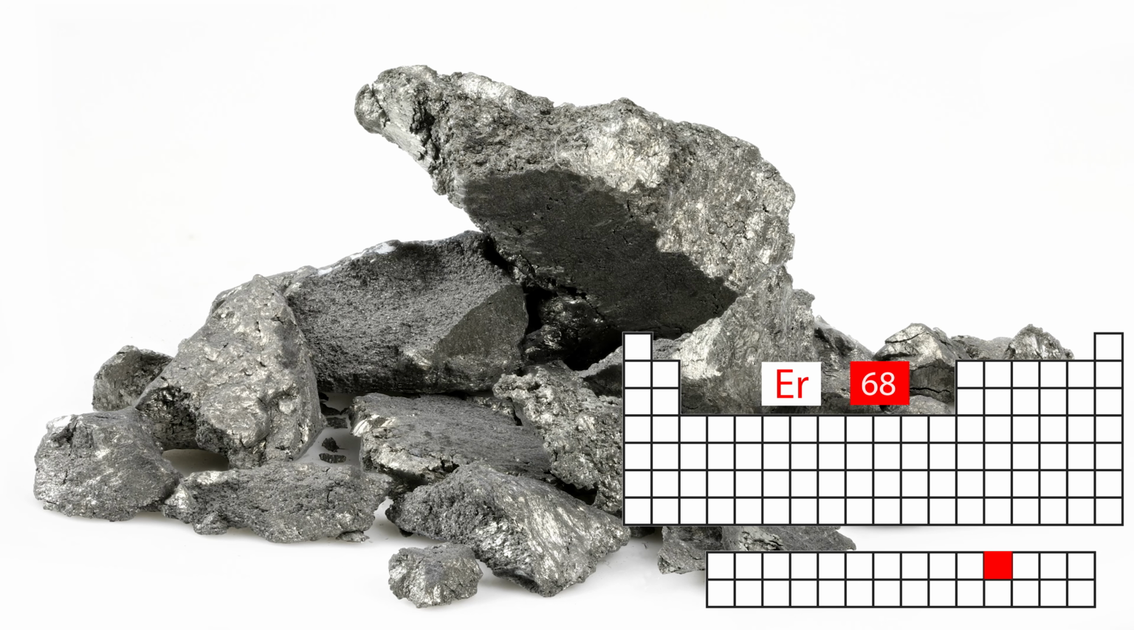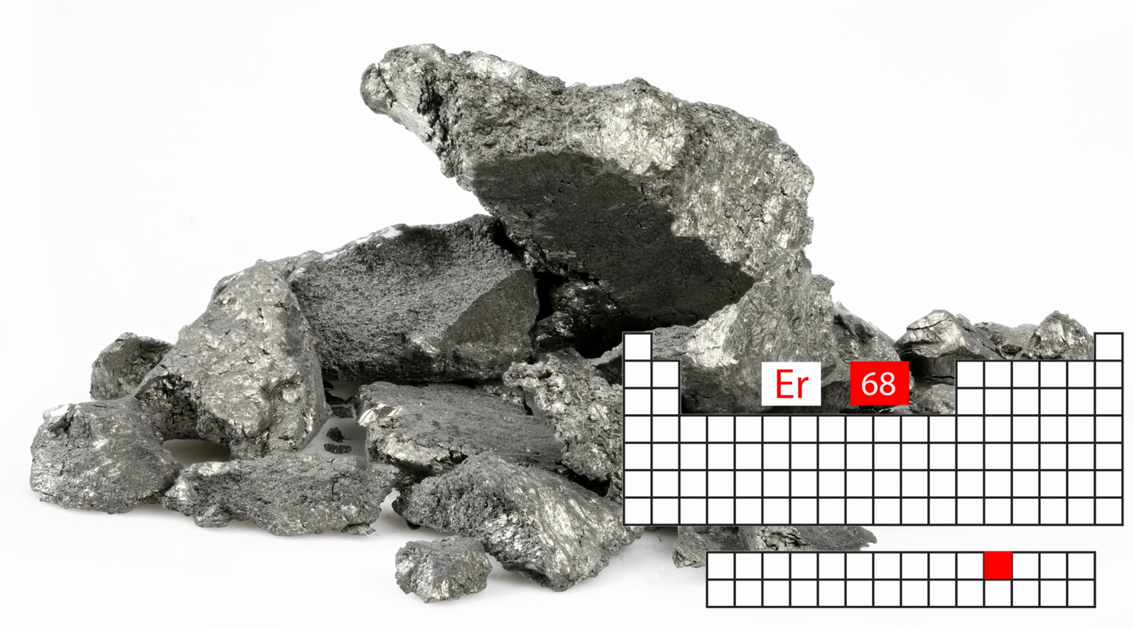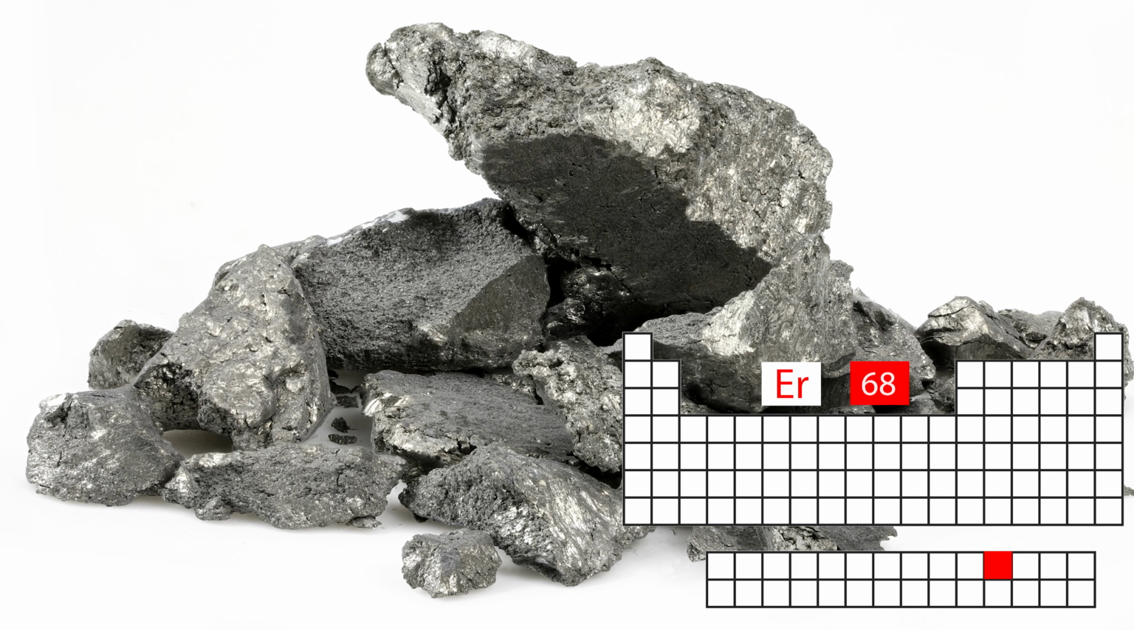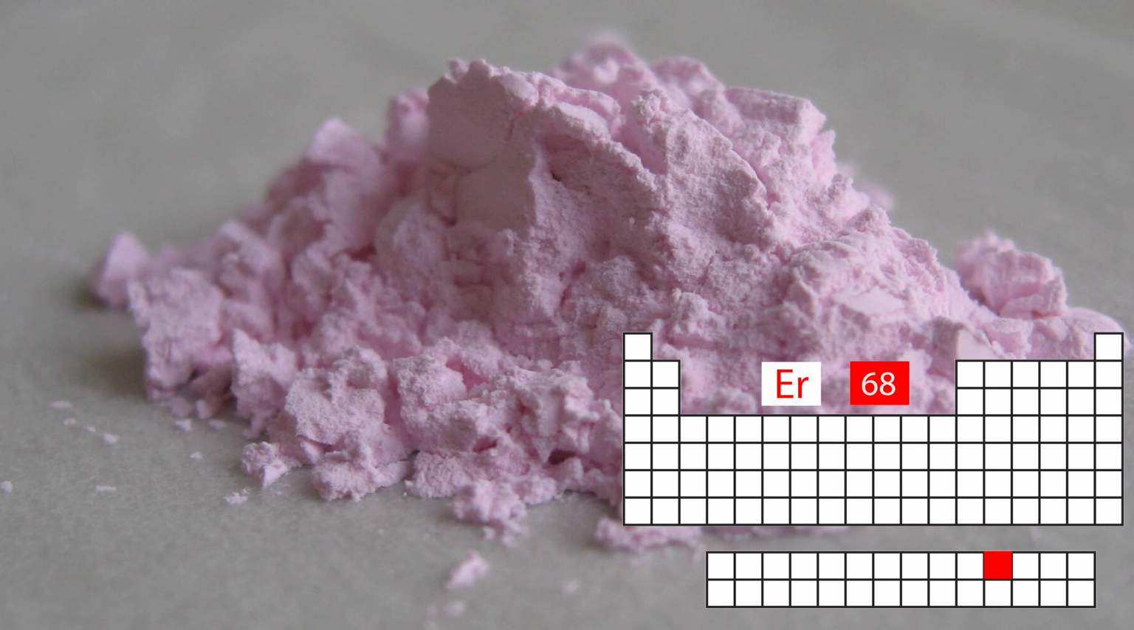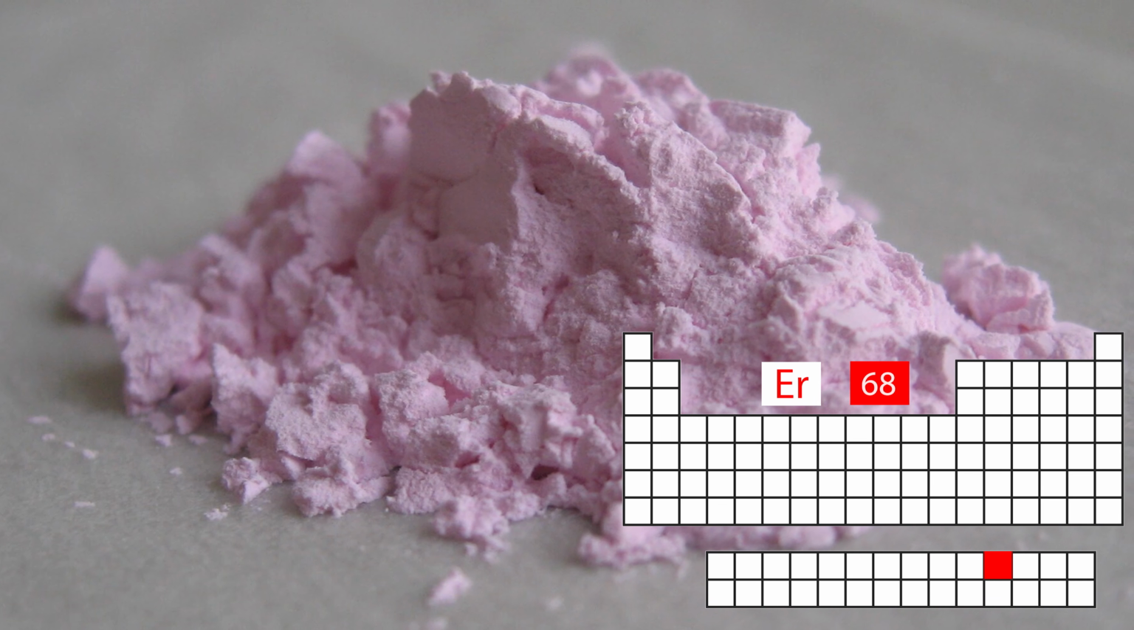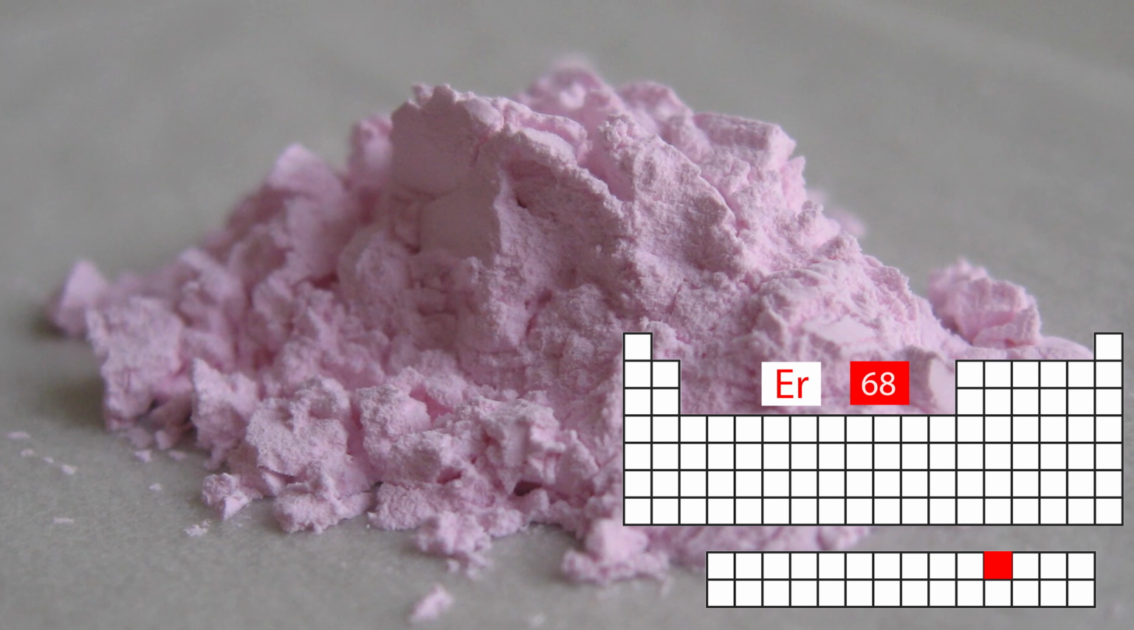Next is element 68. It's called erbium, and it's used to amplify signals in fiber optic cables. Now here's something interesting. It adds a pink color to glass, and it's used in sunglasses and decorative glass.